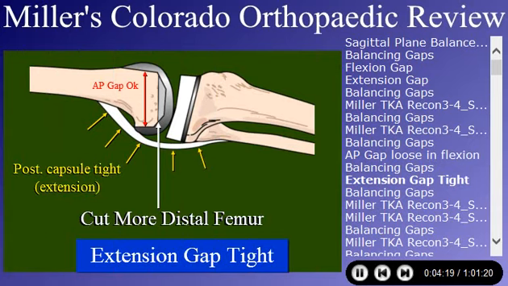One problem with this one, a nice subtle way to get through this if you wanted to, is you can say, flexion gap's okay, extension gap is a little tight. What you could do here is you could release the posterior capsule, but I've never seen that test question answered. The test questions I've seen year after year is cut more distal femur.